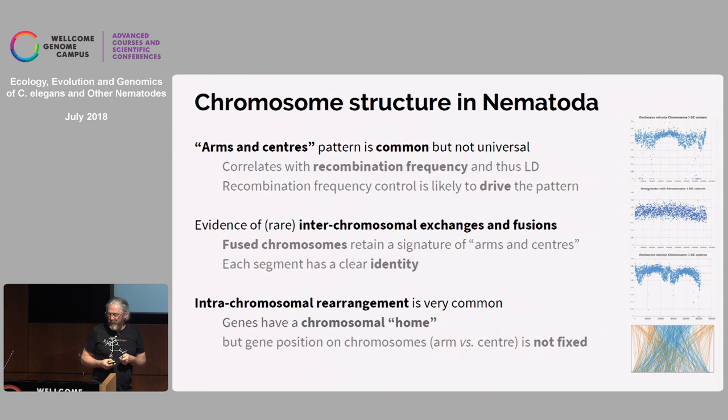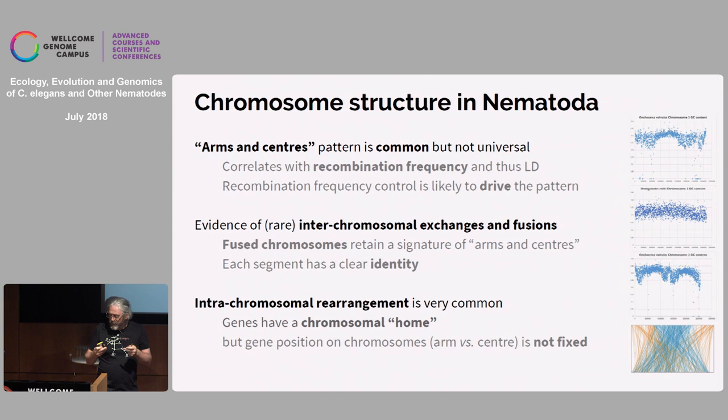We've got evidence of rare interchromosomal exchanges and fusions. And these fused chromosomes, where they're stuck together, retain the signatures of the arms and centers of the chromosomes they came from. So each segment has a clear identity. So remember in Pristionchus, the X part, the genes which were similar to the ones in the C. elegans X are all still together on the Pristionchus chromosome. So this suggests that there's an inhibition of these genes moving from one chromosome part to another.